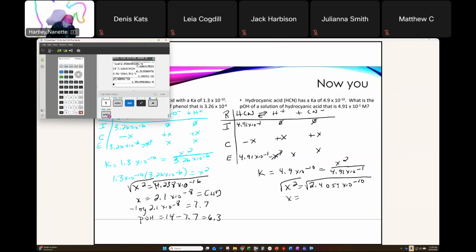Gives me 1.55 times 10 to the minus 5th. And again, that's equal to my H plus. If that's equal to the H plus, I can take the negative log of that number to give me my pH. And that's equal to 4.8. And then my pOH is equal to 14 minus the 4.8, which is equal to 12.2.